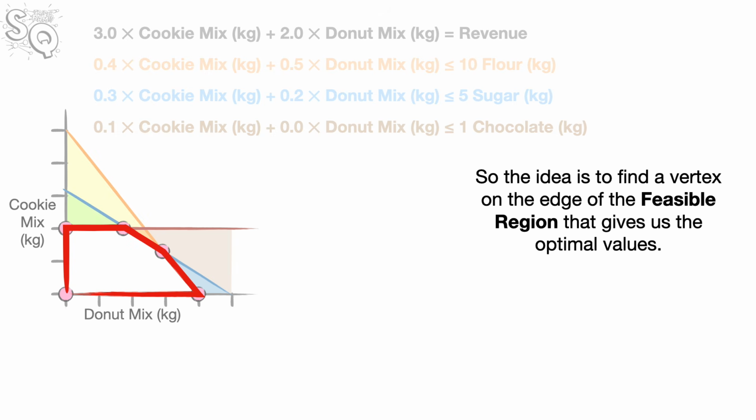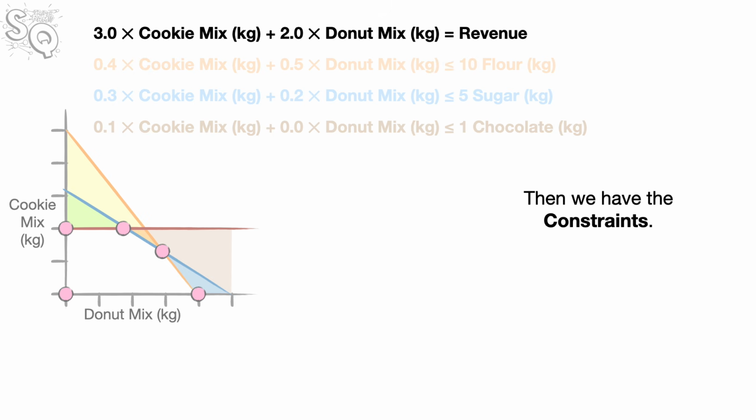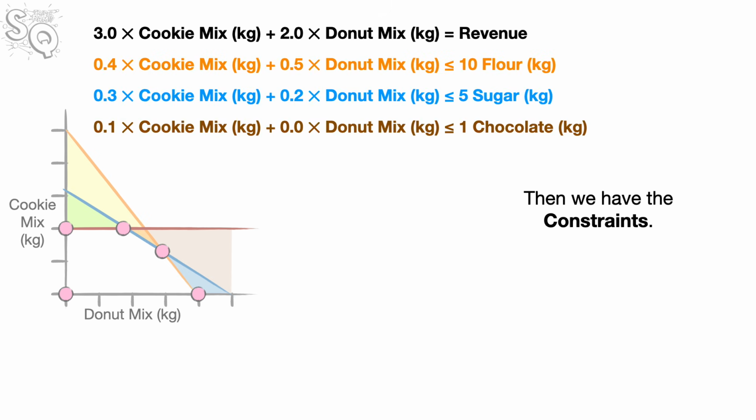So the idea is to find a vertex on the edge of the feasible region that gives us the optimal values. Next, the equation we want to optimize, in this case the equation for revenue, is called the objective function. Then we have the constraints.